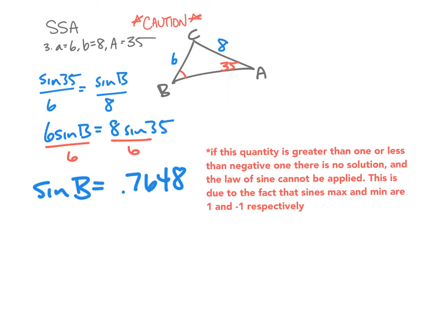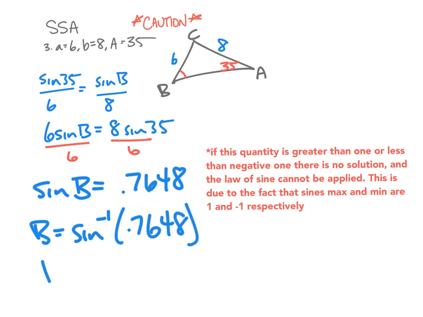So before you do an inverse sine, you have to look at this value. If it's greater than 1 or less than -1, there's no solution. And that's because sine's max and min are 1 and -1 respectively. So to solve this, we go, okay, B is equal to the inverse sine of 0.7648. So angle B is equal to 49.88 degrees. Using that, we could figure out angle C by just 180 minus these two angles, and so on and so forth to find all the sides.